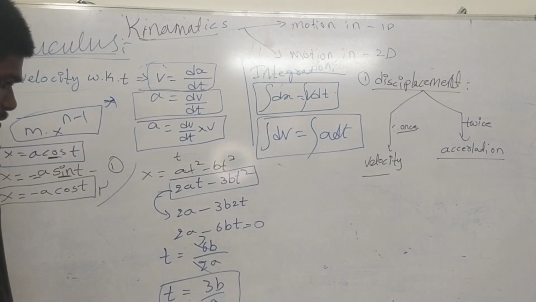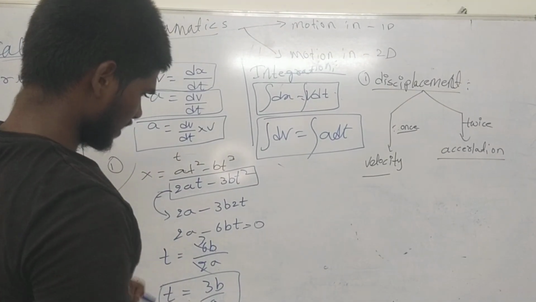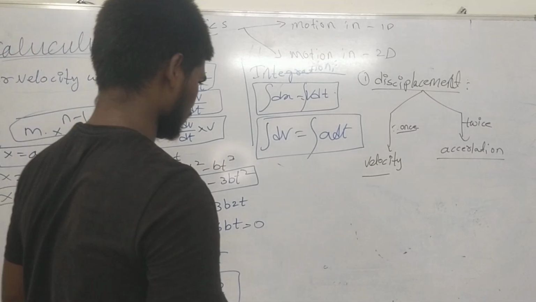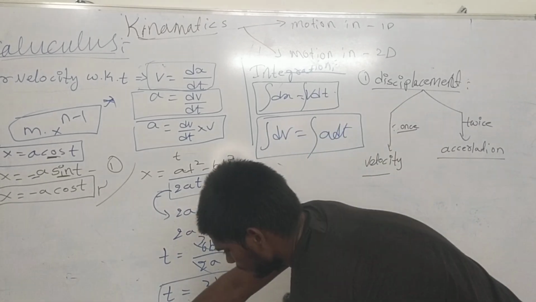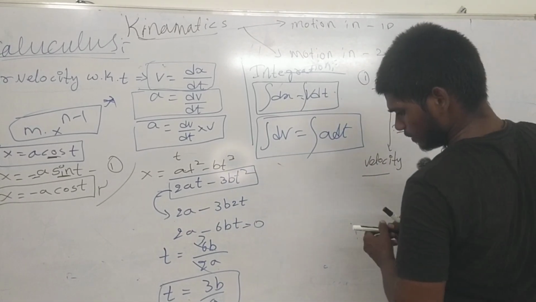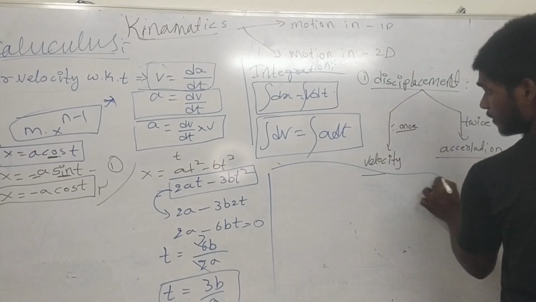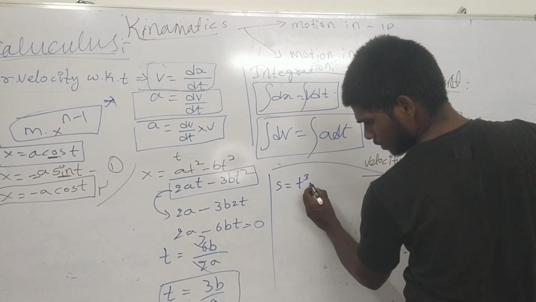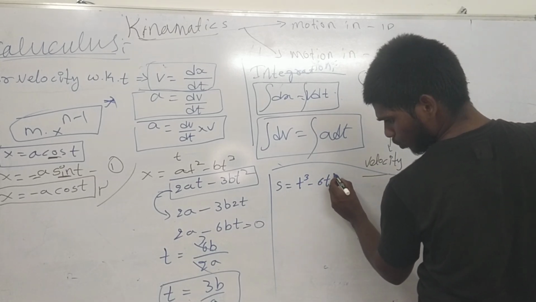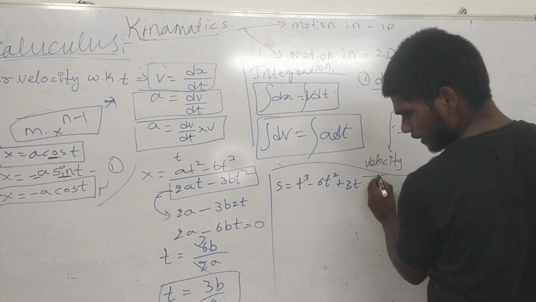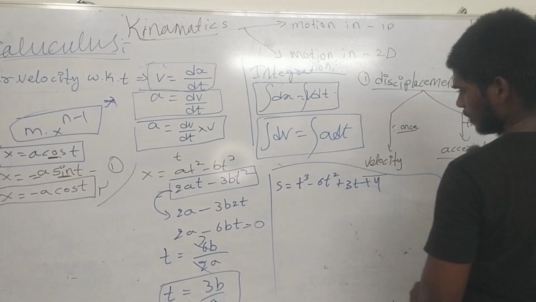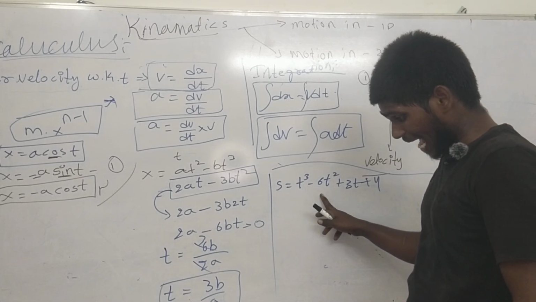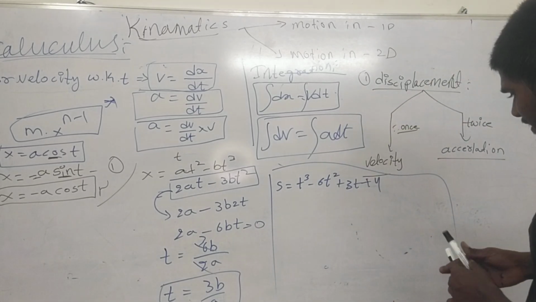Okay, a particle moves along a straight line such that its displacement at any time t is given by s is equal to t cube minus 6t square plus 3t plus 4. What they are asking, this is a displacement, the velocity when the acceleration is 0.